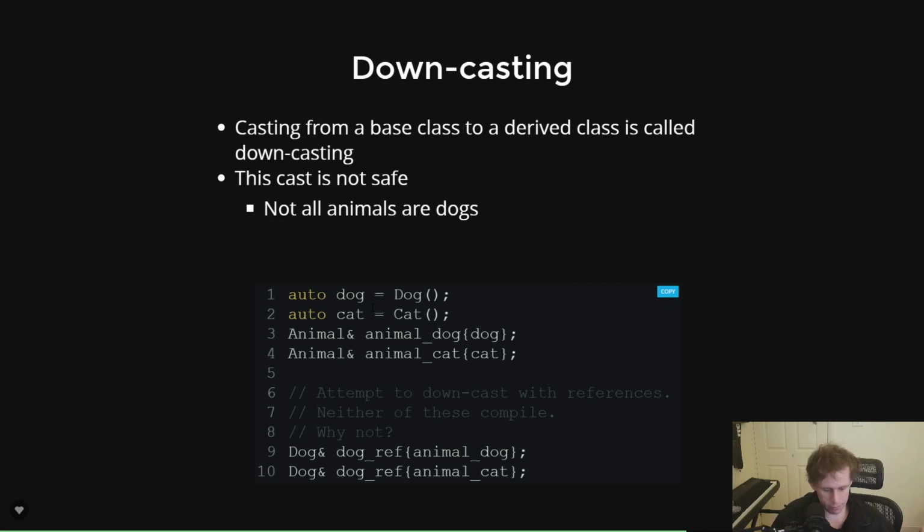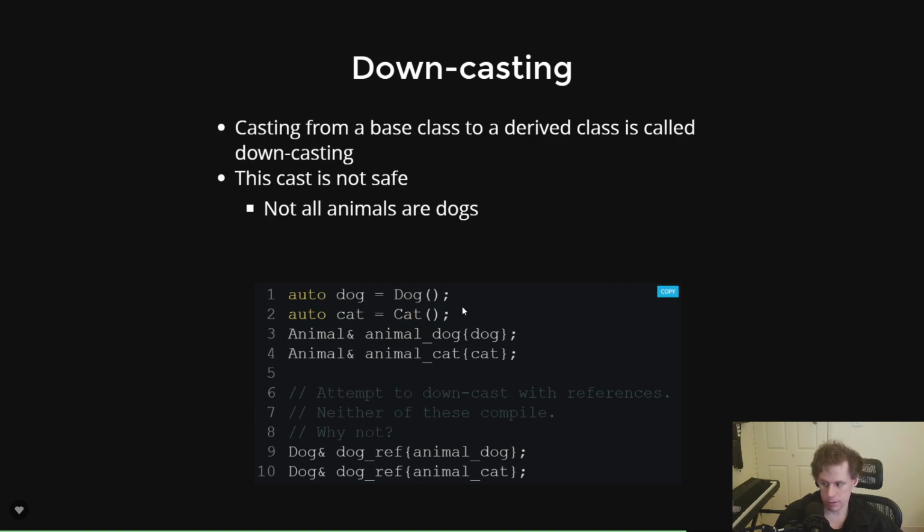A dog has more information than an animal. You can't just downcast it. Upcasting makes sense because you're just slicing stuff off. But downcasting, you can't just magically make it appear, right? The problem is that there are some examples in C++ where we do want to downcast, and this is actually an example of one of them.